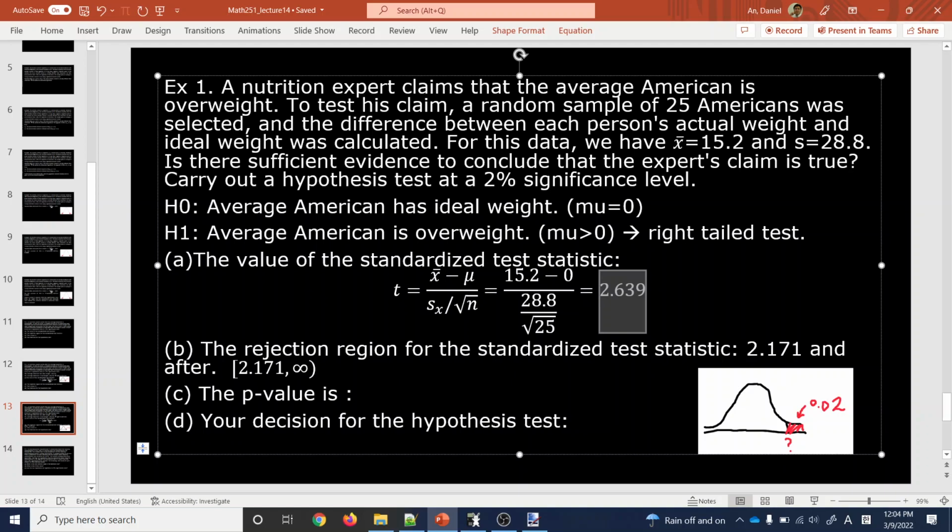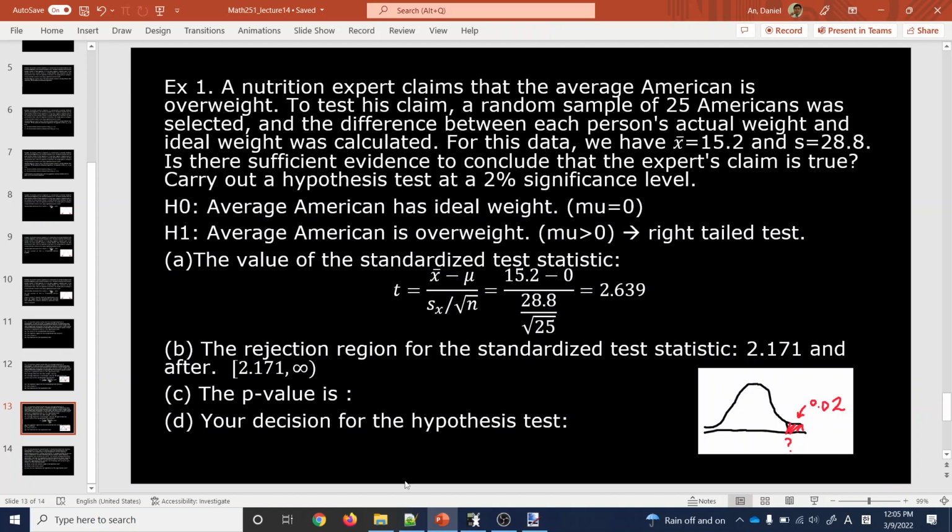So if it's inside the rejection region, what's our conclusion? We reject the null hypothesis and we adopt H1. So there is sufficient evidence to prove that the average American is overweight, including myself. I'm trying though, just by eating less.